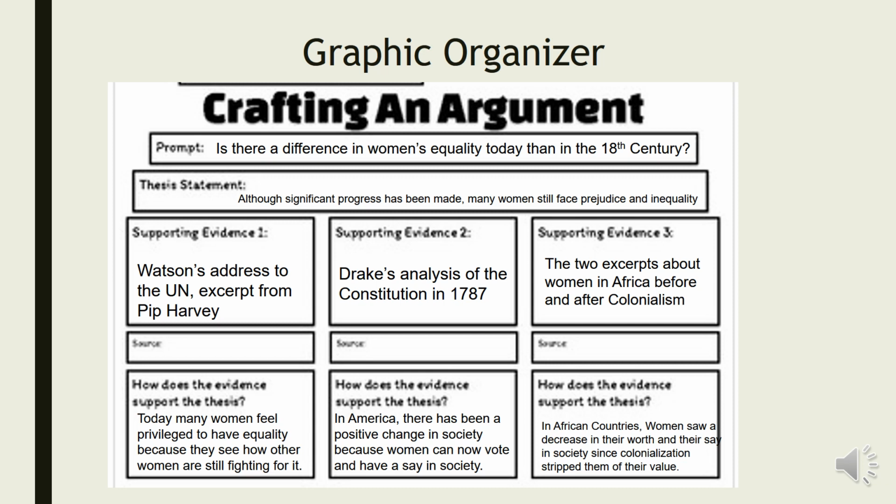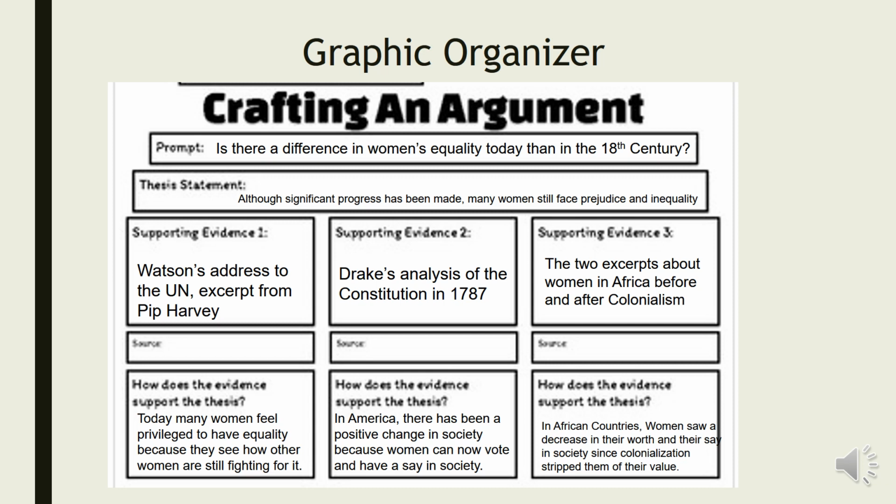As I mentioned before, the graphic organizer is a great way to draft your essay. After part A and part B, you will have to write a piece of writing. And so this is just a great way to structure and brainstorm your ideas so that you can write your essay fluidly without having to think about what you want to say next.